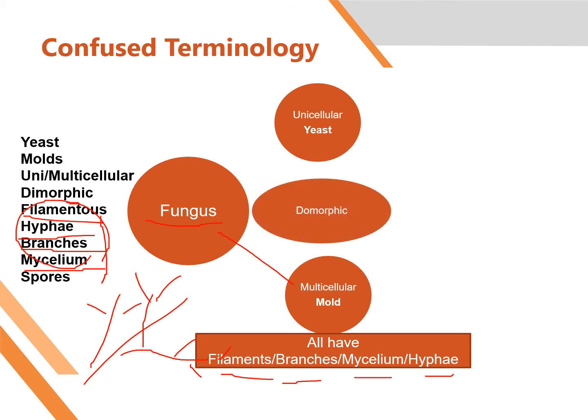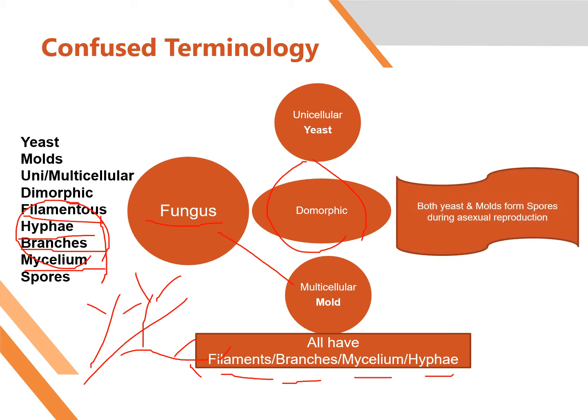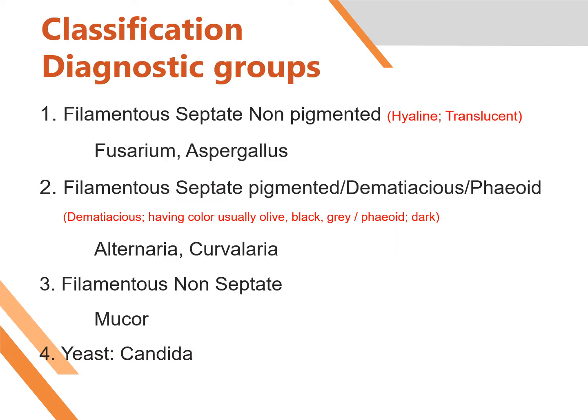Then some of the fungi are dimorphic, which means under certain conditions they are unicellular, and under certain conditions they are multicellular. Both yeast and mold form spores during asexual reproduction, so spores can be formed by the unicellular or multicellular forms. I hope that has made classification a bit easier.